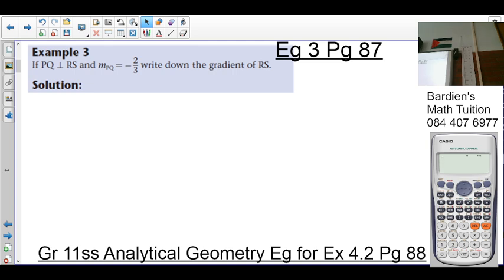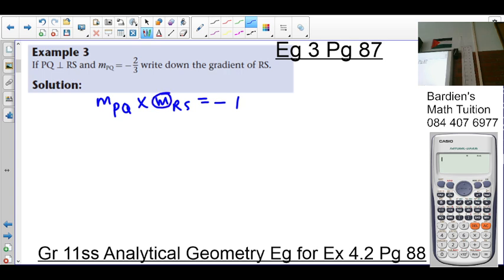However, if they ask you to prove that it's perpendicular, I can't use that fact in the calculation. You understand? So here if PQ is perpendicular to RS and the gradient of PQ is equal to negative 2 over 3, write down the gradient of RS. People, we know that the gradient of PQ times the gradient of RS is negative 1. Okay? People, that's a lowercase n, no? Small n. So the gradient of PQ is negative 2 over 3 times the gradient of RS is equal to negative 1.